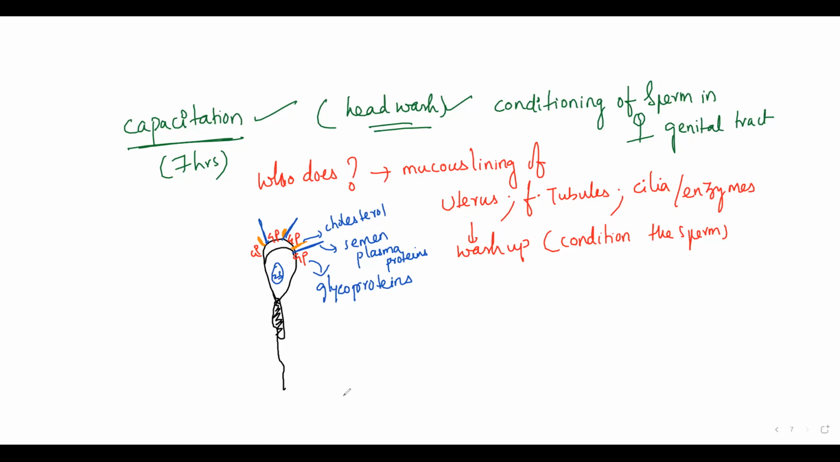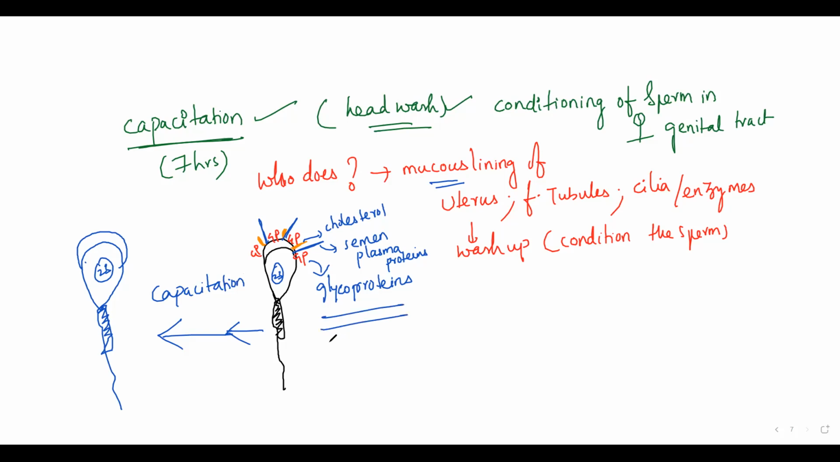Now what is happening is these all things will be washed away. By whom? By this particular mucus. See the sperm after the capacitation process. Here you have the mitochondria, here you have the haploid nucleus. Now you can see that the glycoproteins are being washed away, the cholesterol is being washed away, the proteins are being washed away. This process is called the capacitation process, where the glycoproteins and all these things are washed away.